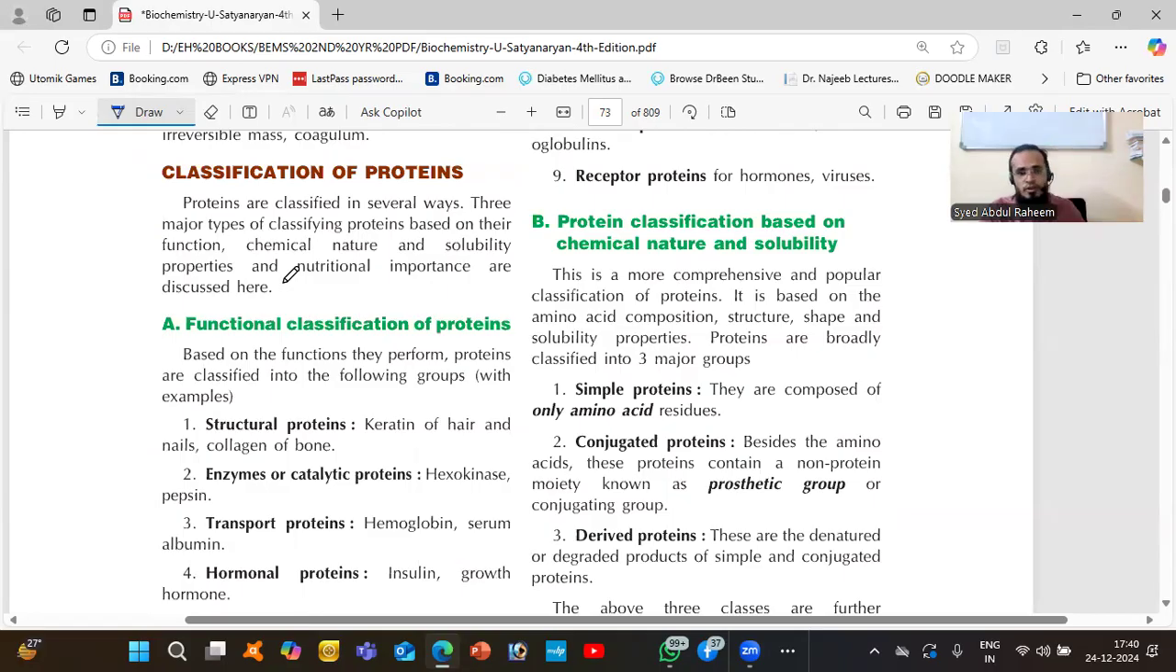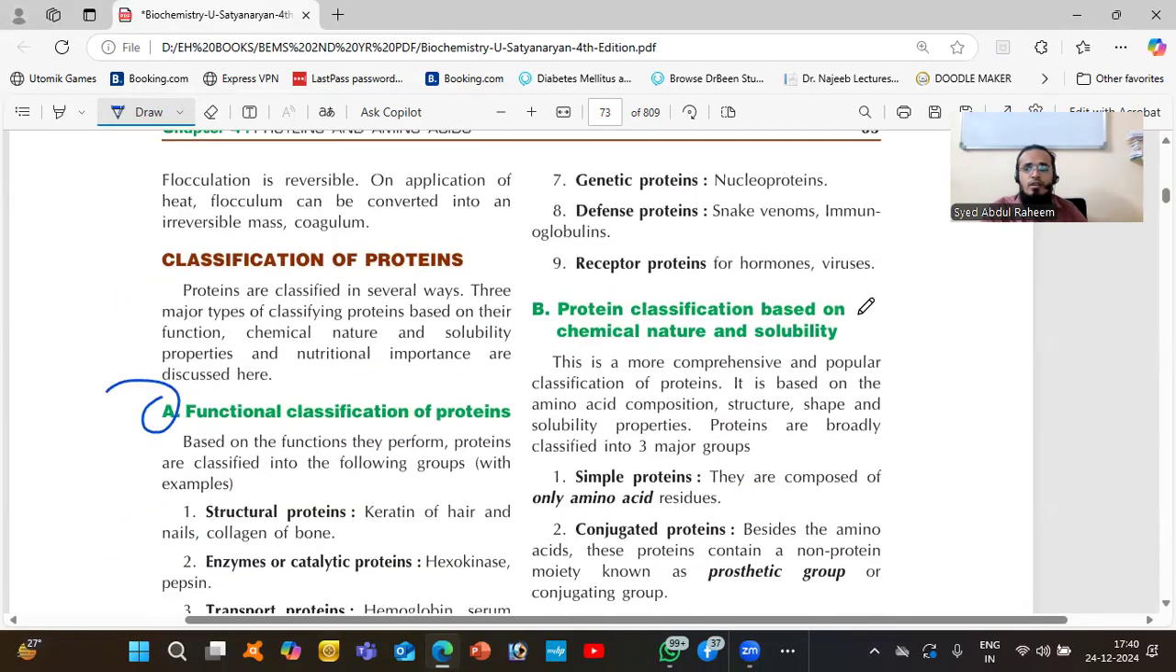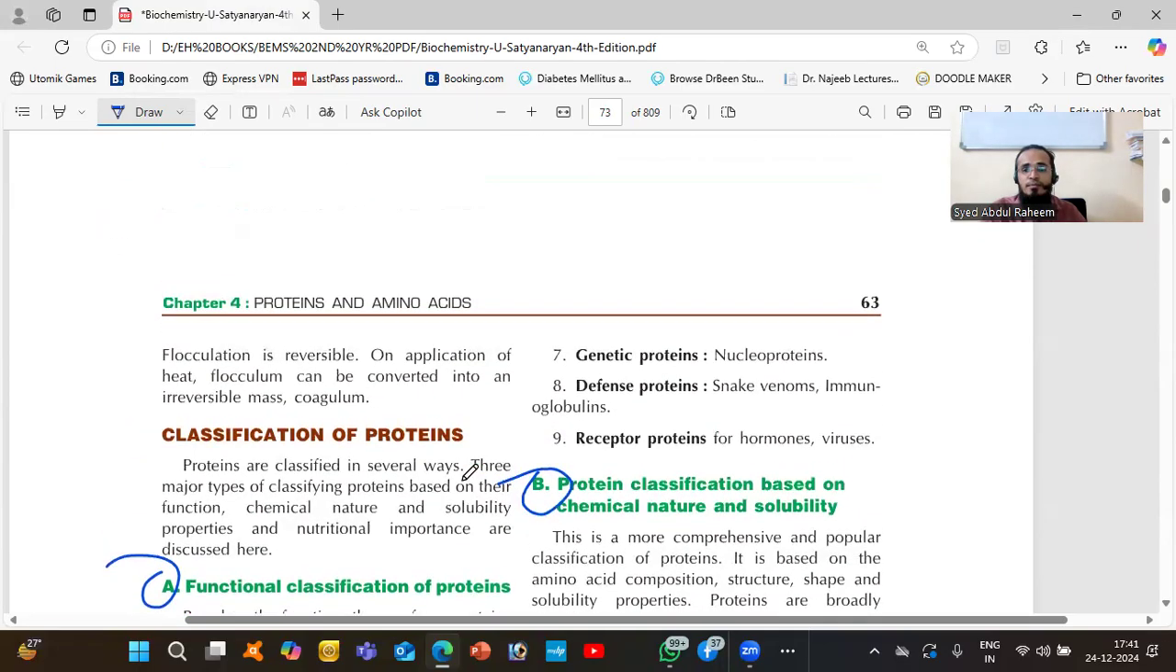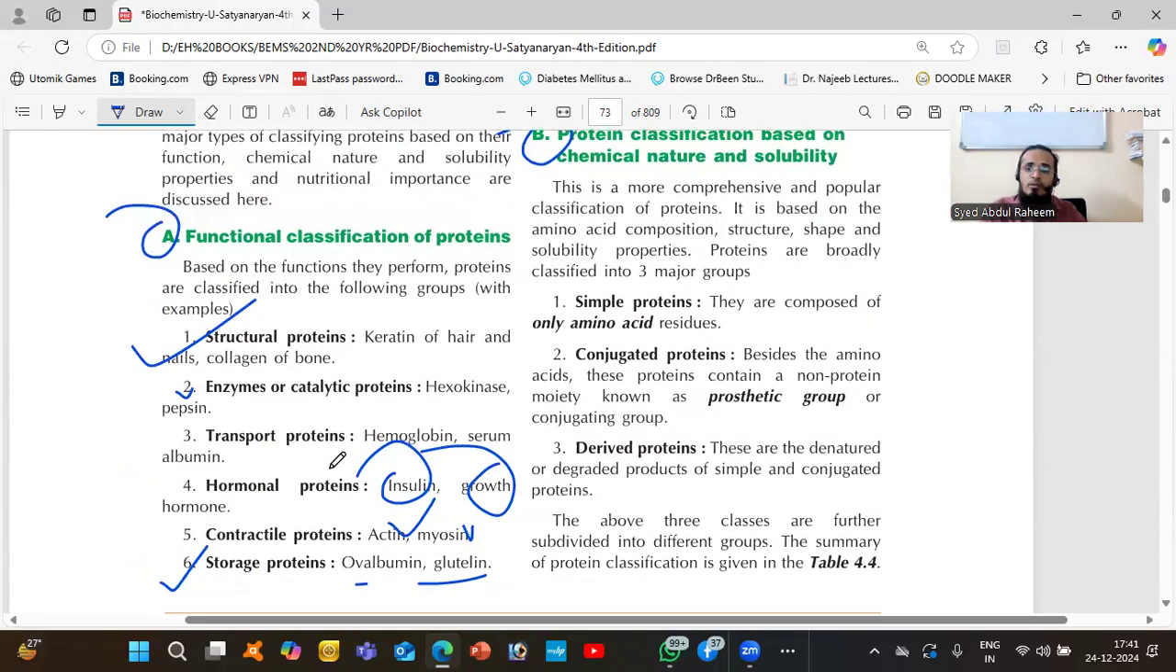Here is the classification of protein. One is functional classification. Second is protein classification based on chemical nature and solubility. In the functional classification, structural proteins, like keratin in hair and nails, and collagen of bone, are all structural proteins. Enzyme, pepsin for digestion. Transport proteins like hemoglobin, albumin. Hormonal proteins, like insulin, growth hormone. Contractile proteins like actin, myosin, present in our muscles. Storage proteins, ovalbumin, gluten. Genetic proteins, proteins for defense, snake venoms, immunoglobulins, receptor proteins, hormones, virus. All these are types of functional proteins.